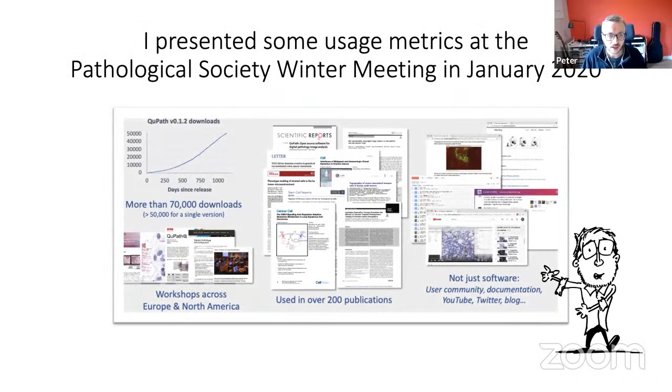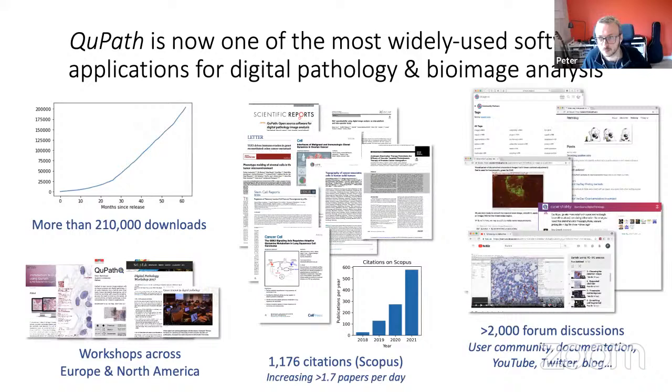And so the last time I presented this at a Pathological Society meeting, it was the winter meeting, I think it was in January 2020, and I checked the slide that I showed, and there were about 70,000 downloads of the software, and it was used in over 200 publications. And so within the last just over 2 years, that's increased to more than 210,000 downloads, and close to 1,200 publications whenever I checked this morning on Scopus, or many more if I go for Google Scholar, but I went with a more conservative one. And that's increasing at around about 1.7 publications a day using the software. So it's really growing very quickly, and it's being used much more widely as time goes on.